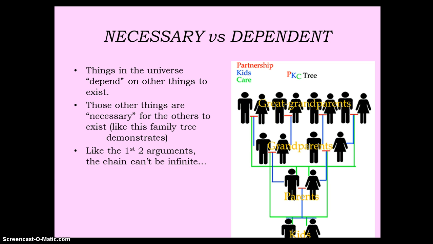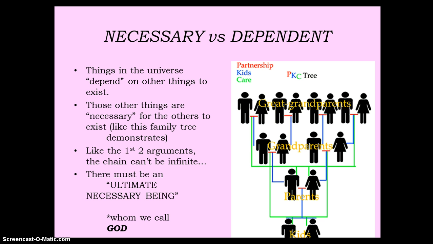Like the first two arguments, the chain cannot go on forever. It can't be infinite, so that there must be an ultimate necessary being. A being upon which everything depends, but this being depends on nobody, and this being we call God.